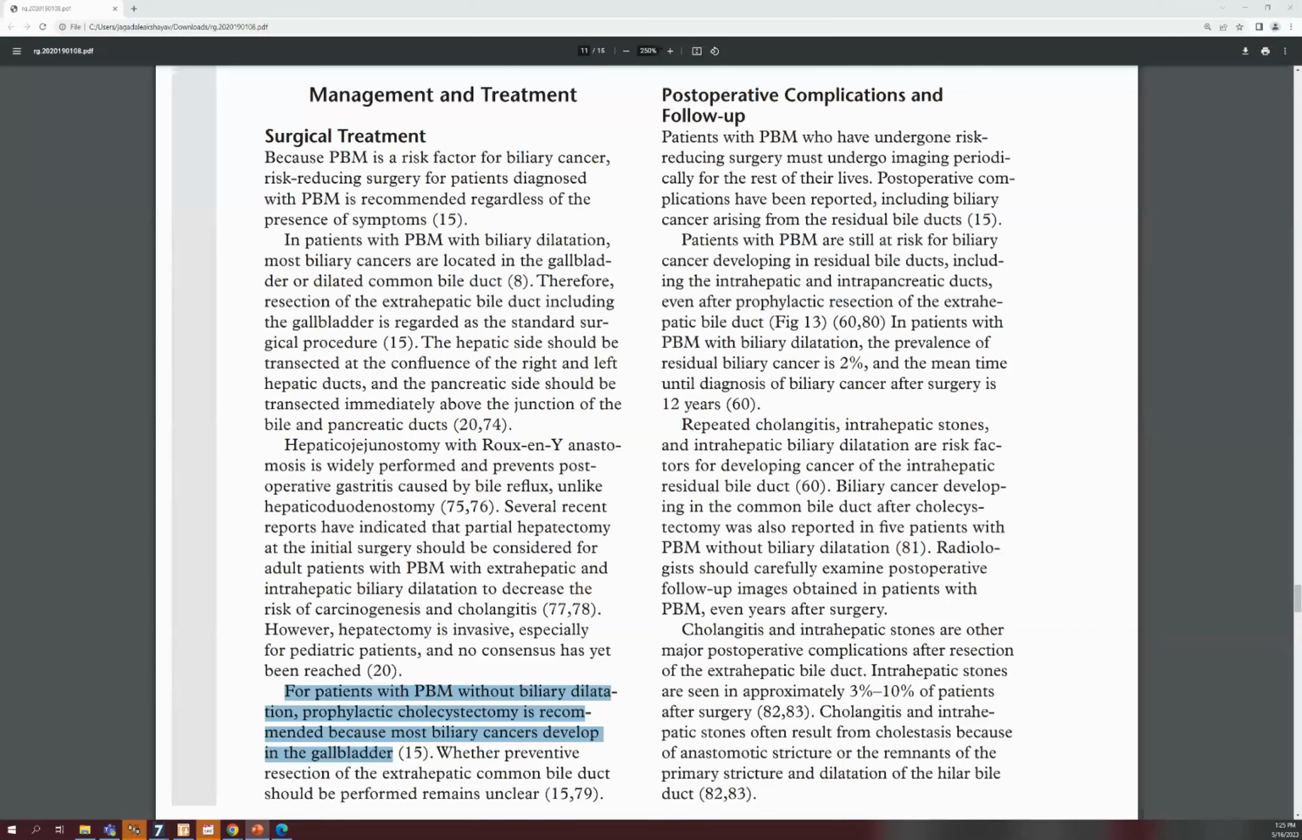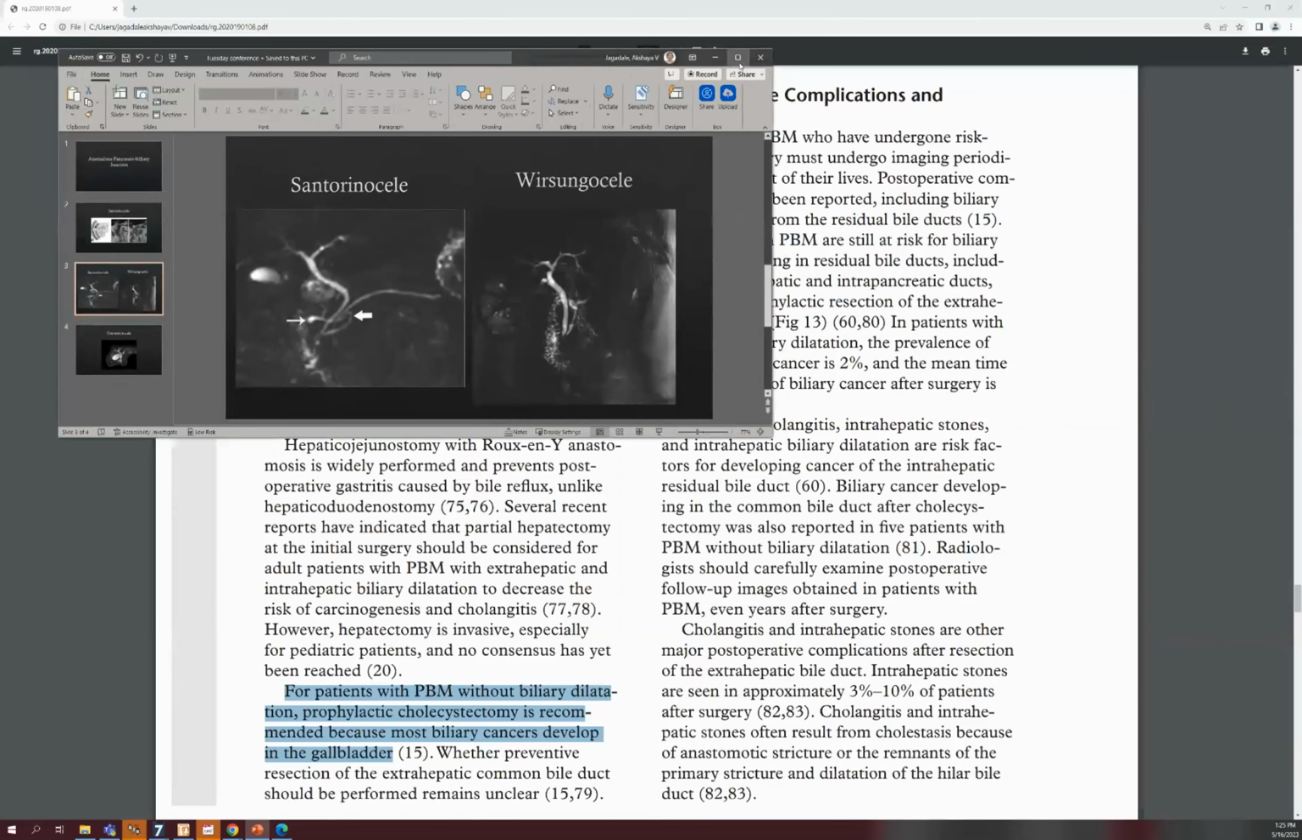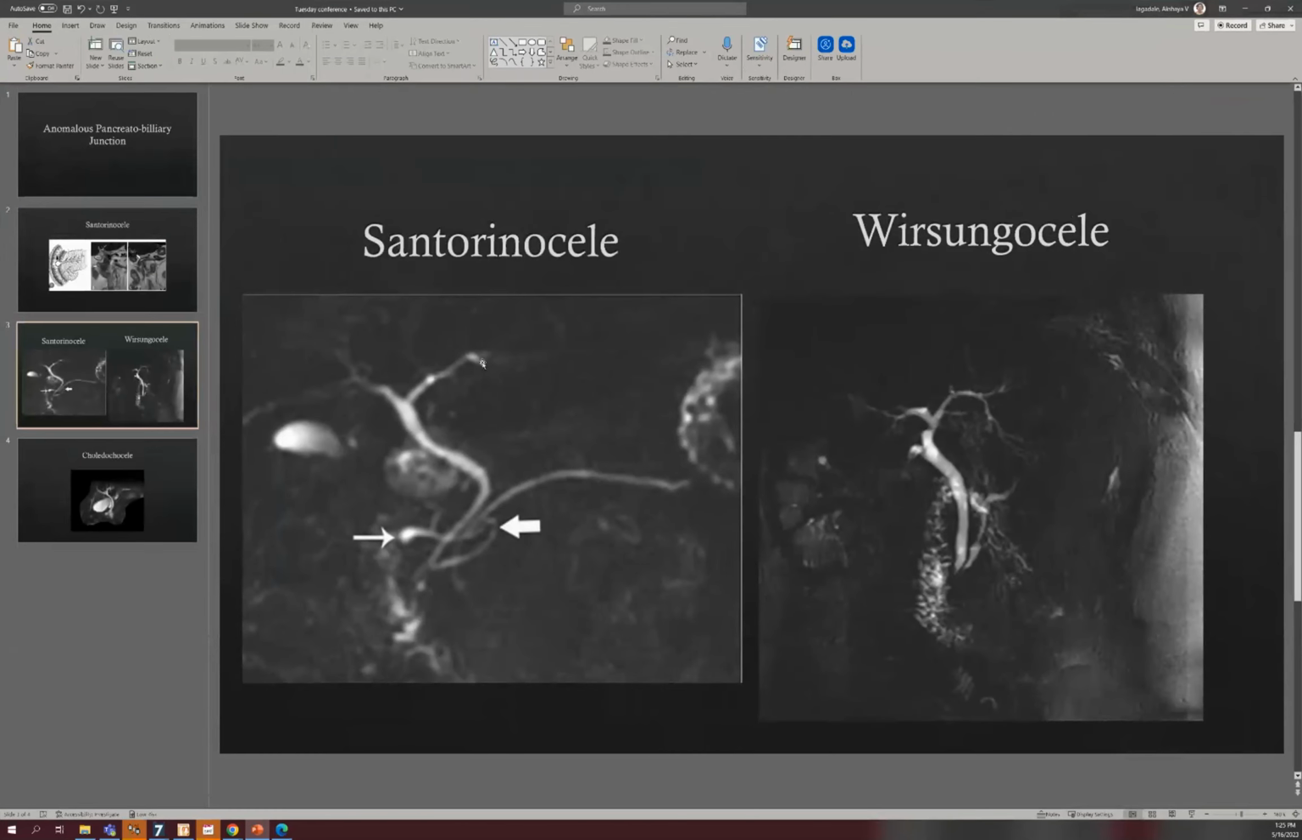Also, I wanted to bring up some more slides here. These are other things we see with dilated ducts, like Santorinicele, which is most commonly seen with pancreatic divisum, where the ventral and dorsal pancreatic ducts enter separately into the duodenum through the minor papilla, and it has bulbous dilatation at the end.